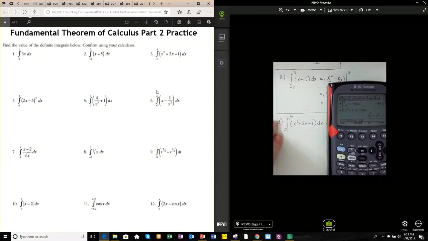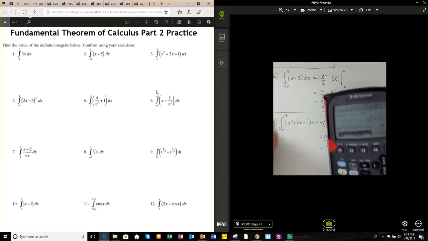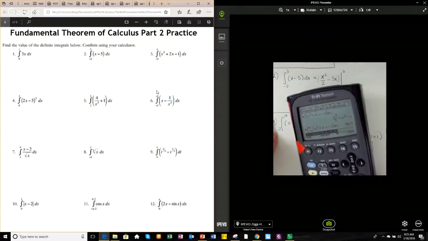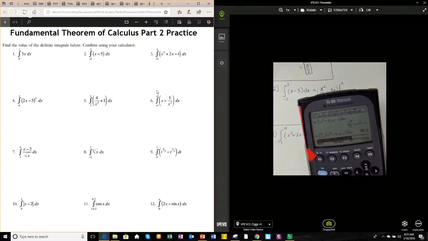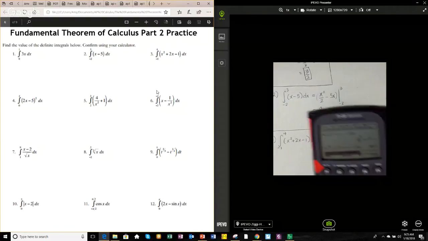So this is going to be comma -1, comma 4, close the parentheses, and then press enter, and we got 95/3, which is not a pretty number, but as you can see is correct. All right, so I just wanted to do a few of those.